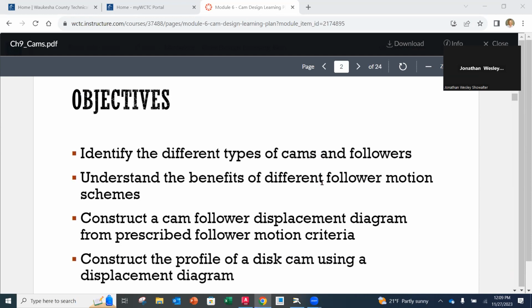There's a number of different kinds, but we're going to speak to and look at the most common types. We want to understand the benefits of different types of followers when we have CAM motions, and then also construct a CAM follower displacement diagram as well as the profile of the disc itself. So this is going to be the CAD work that we're going to end up doing.